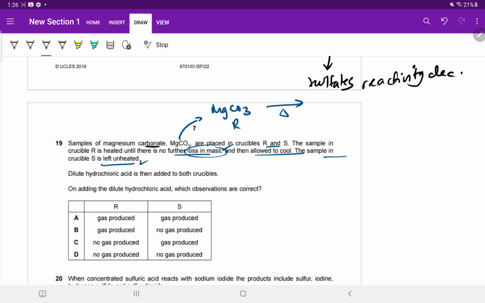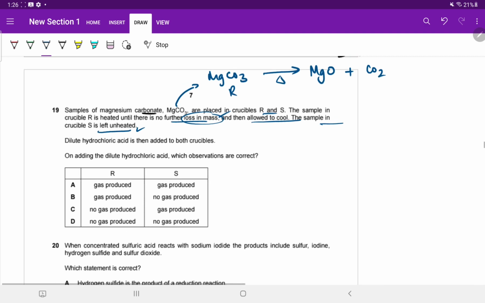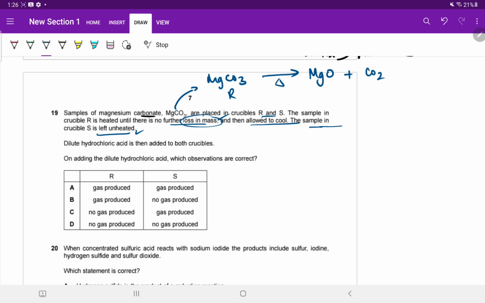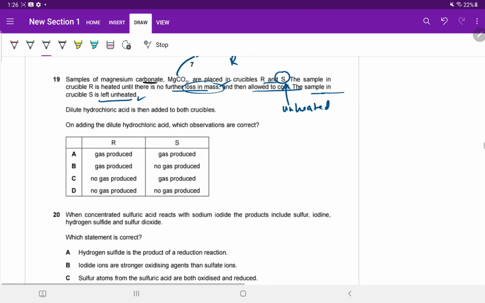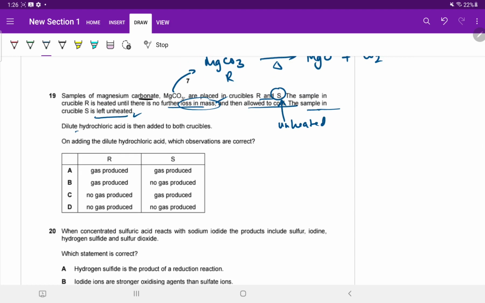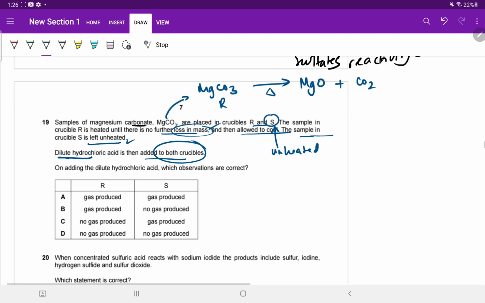So we know thermal decomposition of magnesium carbonate will occur when we heat it. So this will form magnesium oxide plus carbon dioxide gas. Then the other sample, which is S, is left unheated. So nothing can be observed so far. Then dilute hydrochloric acid is added to both crucibles.